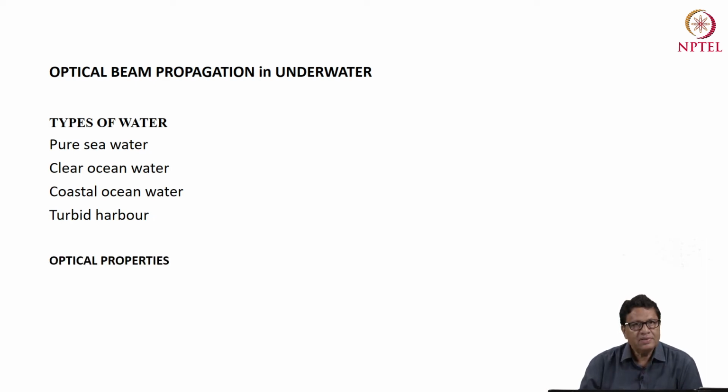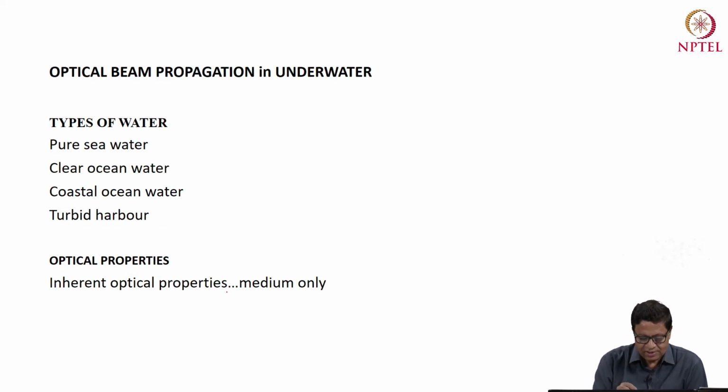Optical properties, if I see, there are two types. One is inherent optical properties, which basically deals with the property of the medium only. That is how the optical beam is absorbed or scattered, or how the propagation of the optical beam is affected. So it deals only with the medium. It does not deal anything with the source. So they are called inherent optical properties, dealing with the medium only, or in short, IOP.